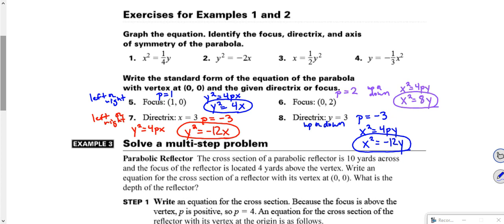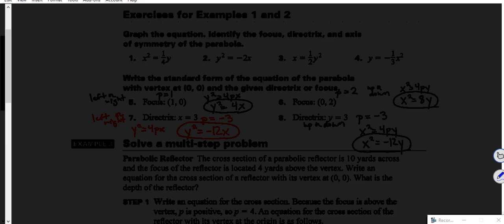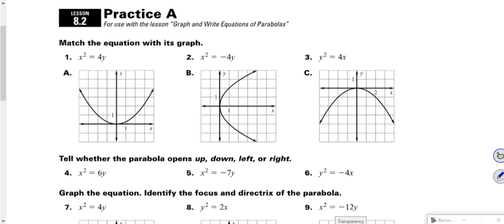All right, I think I'm going to move on. I'm going to skip the word problem for now. This is running long, but that's okay. I'm going to skip that for now and let's do practice A. Just going to do a couple of these with you. So 1, 2, and 3, just match the equation with its graph.